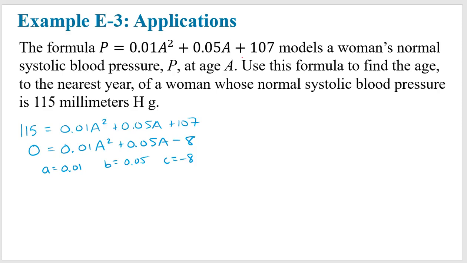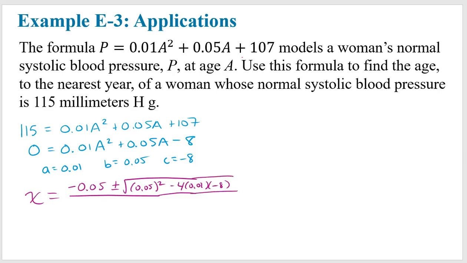It might just be a little tedious because you're dealing with a bunch of decimals this time. But the good news is you all have calculators. Please utilize them. All right, so let's plug it in first. So the opposite of B, so -0.05 plus or minus the square root of, we need to do B squared minus 4 times A times C, and then all of this divided by 2 times 0.01.